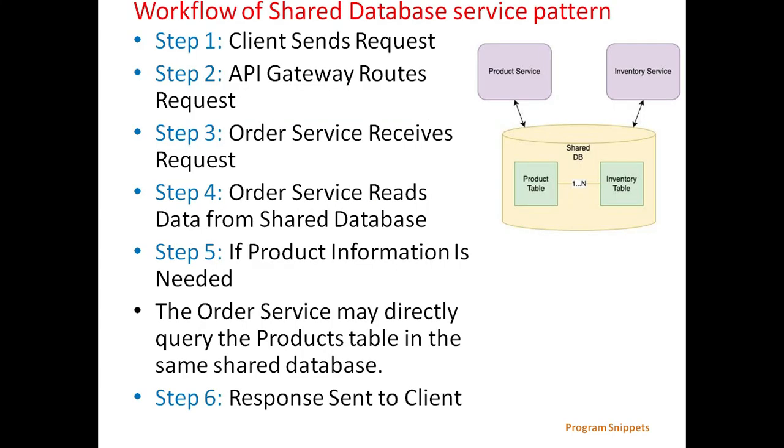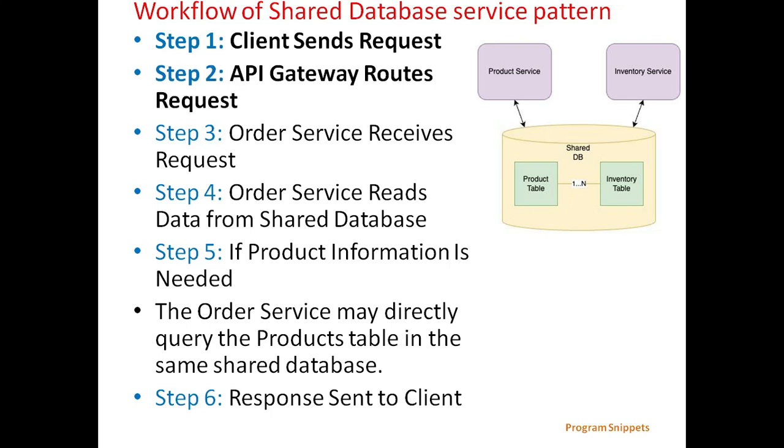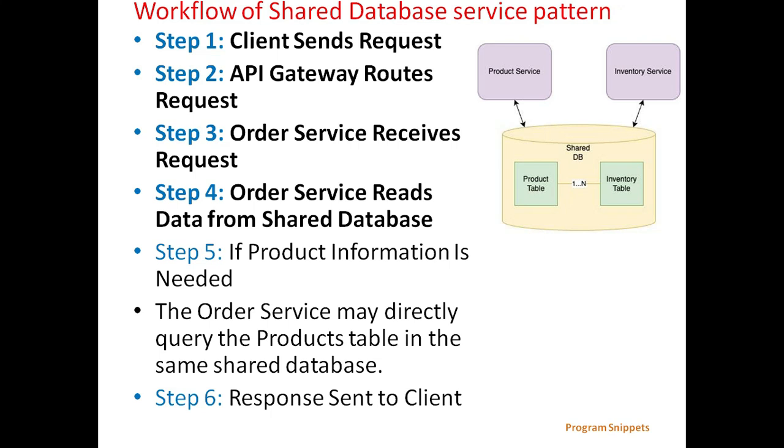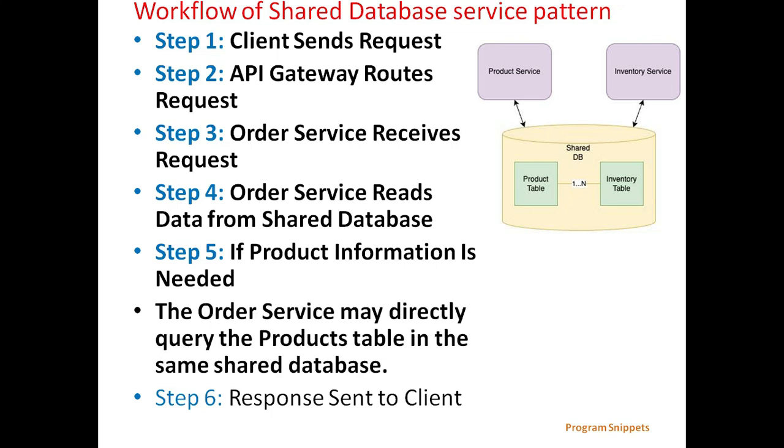The workflow of the shared database pattern is: first, the client sends the request and the API gateway routes this request. Then the order service receives the request. The order service reads the data from the shared database, and if product information is needed, the order service may directly query the product table in the same shared database, and then the response is sent to the client.